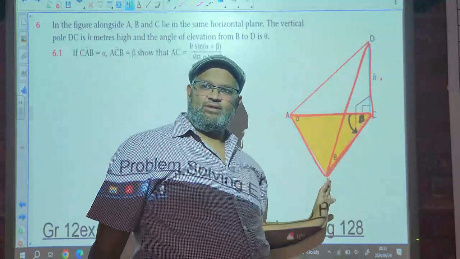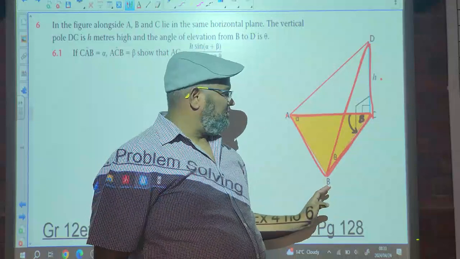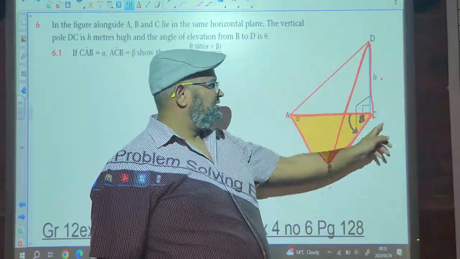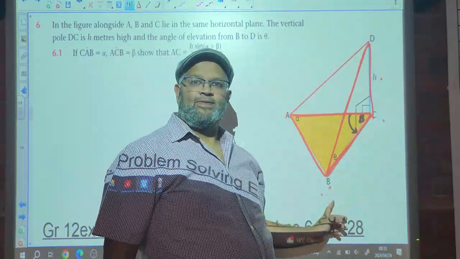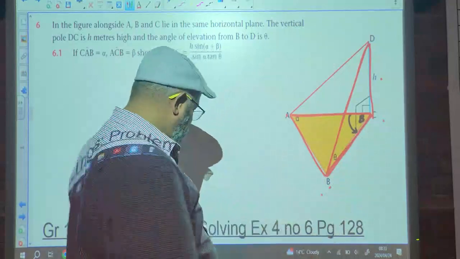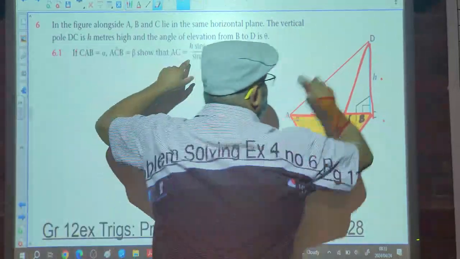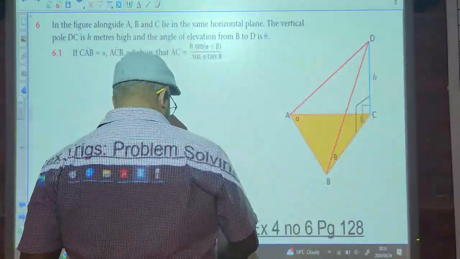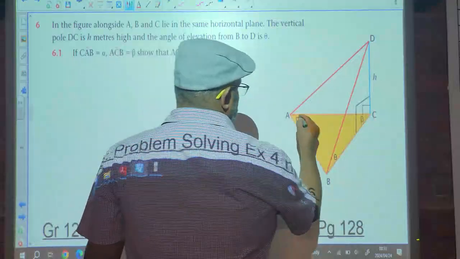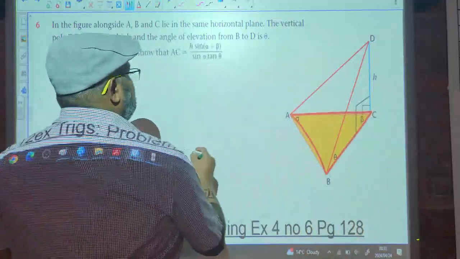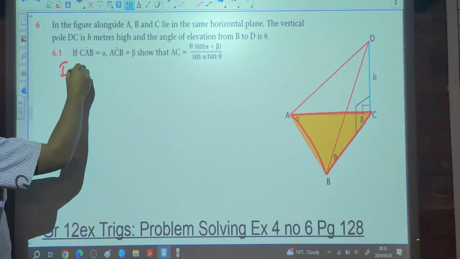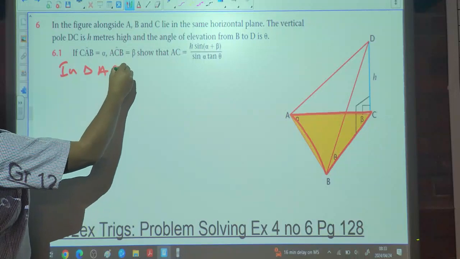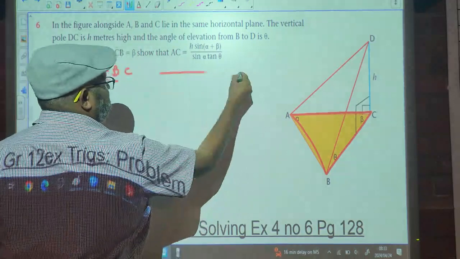Or ACB. You guys see that? And where's the link between the two triangles? BC. Make sense, people? So where do I start? I'll start with the triangle that has base AC. Okay? Which is this triangle here. So what do I say? I say in triangle ABC. Drawing that triangle, you should see the following.